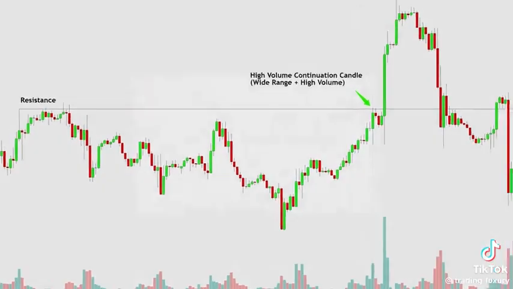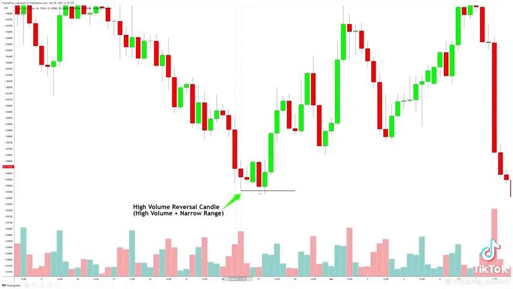In this next chart, you can see an example of a high volume reversal candle, which is simply the combination of narrow range with high volume. We can know this has narrow range and high volume by comparing it with the previous candle in this case. The previous candle has a wider range and a lower volume than the candle we are analyzing.